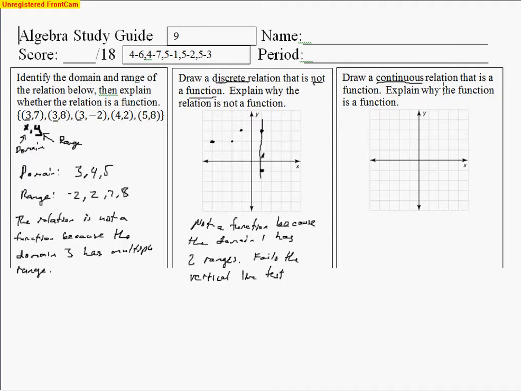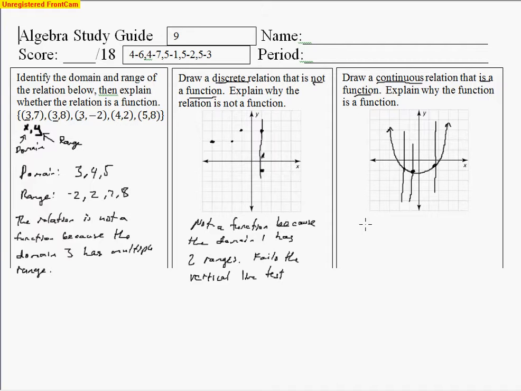Well, here they want us to draw a continuous relation that is a function. This time it is a function. So we're going to go ahead and just draw any kind of function. It doesn't really matter. You could draw a line, you could draw a parabola. It doesn't really matter as long as it ends up passing that vertical line test. So these vertical lines I'm passing through are just tests, and you see how each of those vertical lines only crosses at one spot along my relation.